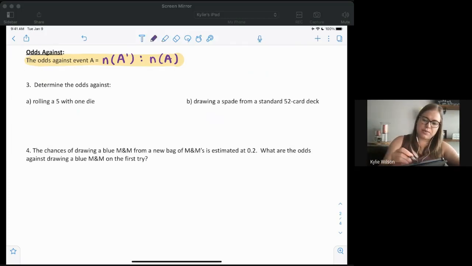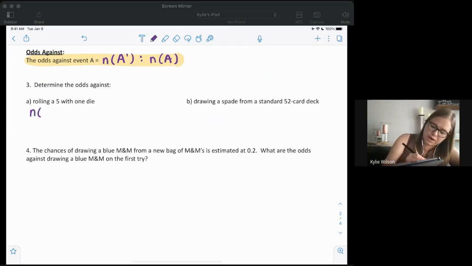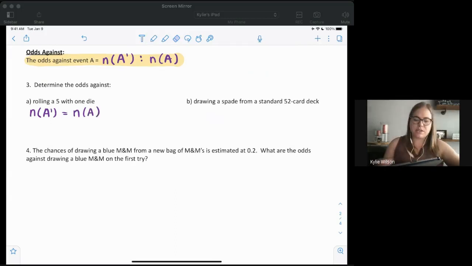So let's look at the odds against rolling a 5 with one die. So our number of ways it could not happen, and then the number of ways it could happen. Oops, that should have a colon there. So on a standard die, there is 1 five. So that's how many ways it could happen. And there are 5 other numbers. That would be the number of ways that the event does not occur.